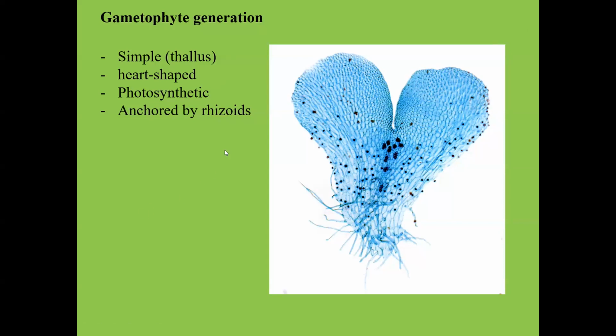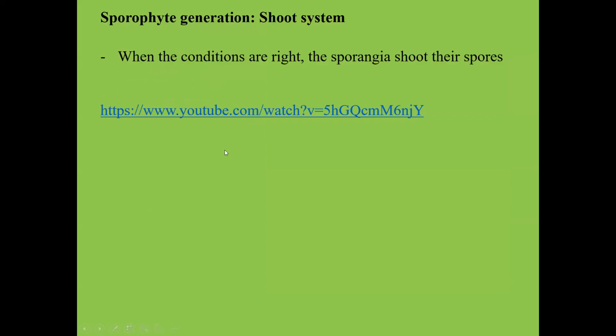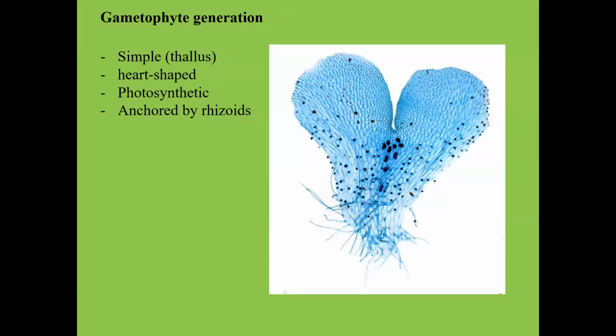So last time when we were talking about the ferns, we finished up with talking about how the sporophyte generation shoots their spores, and I put some videos online for you guys to watch that. And so those spores are going to land on the ground somewhere and grow into the gametophyte generation, right? Because the spores grow into the gametophyte generation.